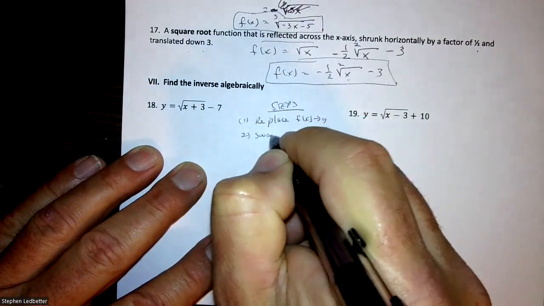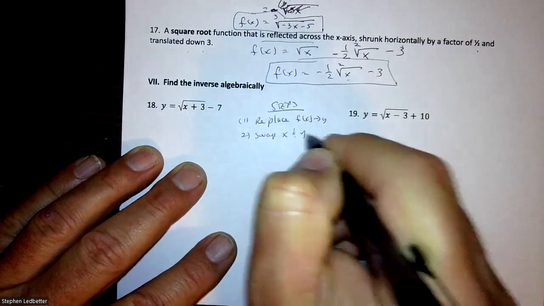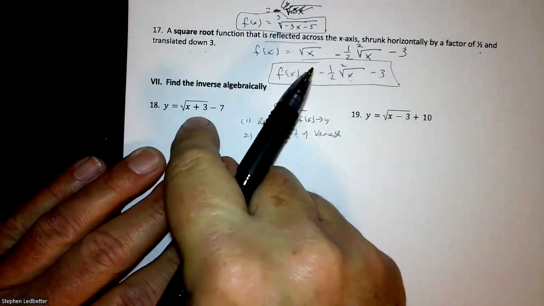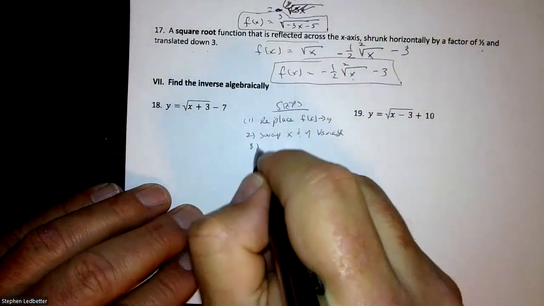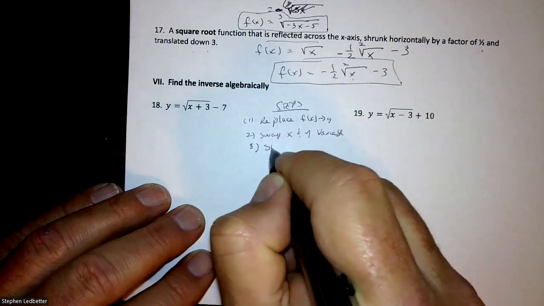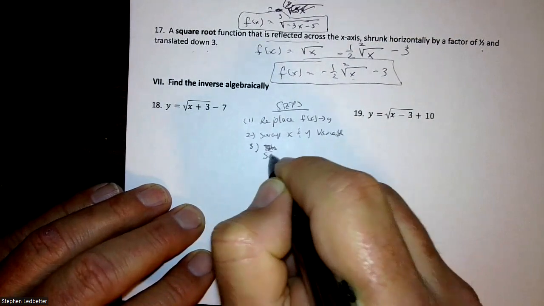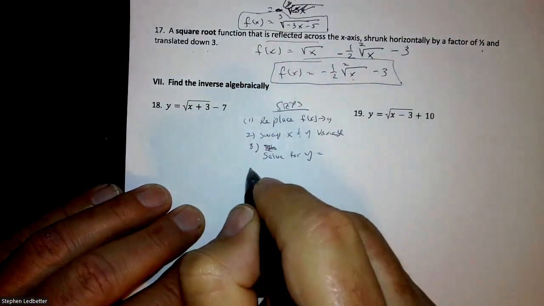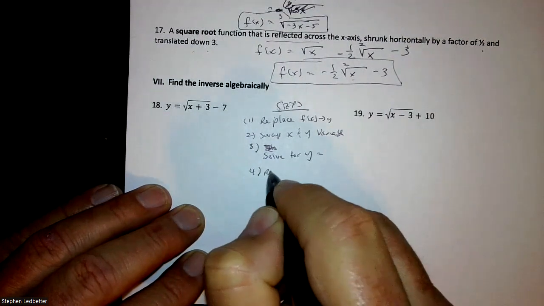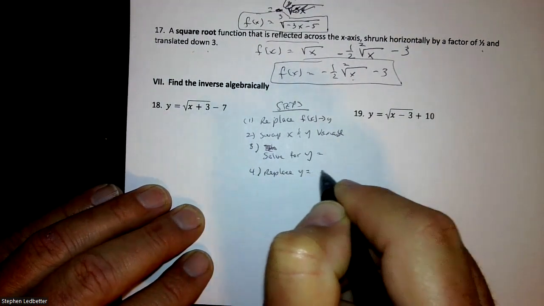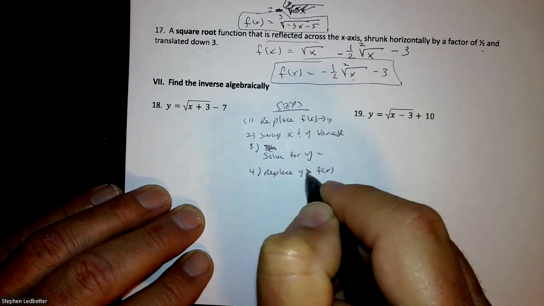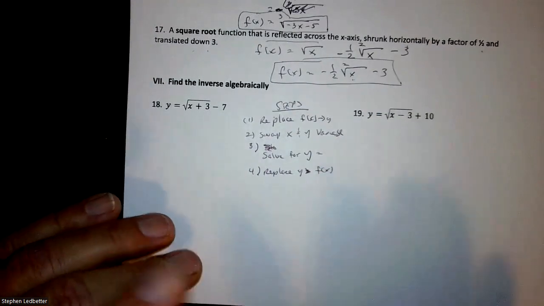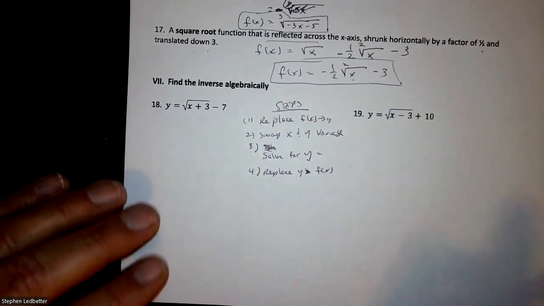Step two, swap your x and your y variables. You're just going to flip them. This x is going to go here, that y is going to go here. Leave everything else the same. Three, we're going to solve for the new y. Remember, y is in a different spot now, so that's why we're doing it. And then when we get through with everything, we're going to replace y with f of x. If you have an answer that says y equals and it just says the inverse, then don't worry about replacing it.